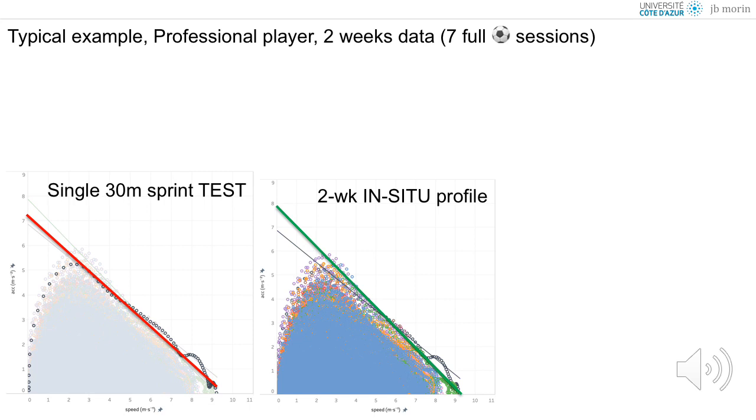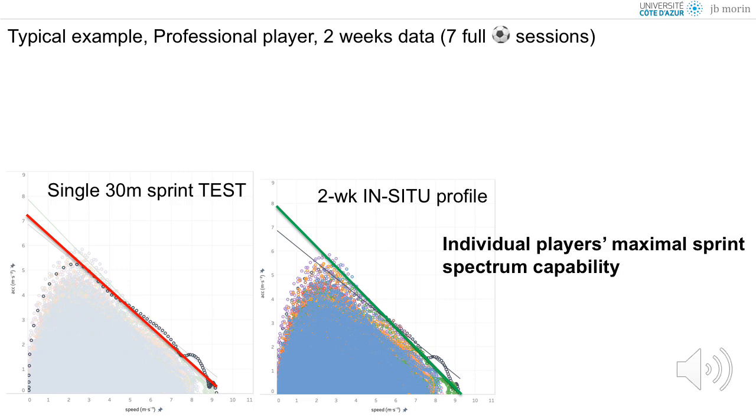So our experience right now is to use 2 weeks of data, because you need at least 6-7 sessions of football to get a good amount of data to do a strong linear relationship. So that's the individual player's maximum sprint spectrum.